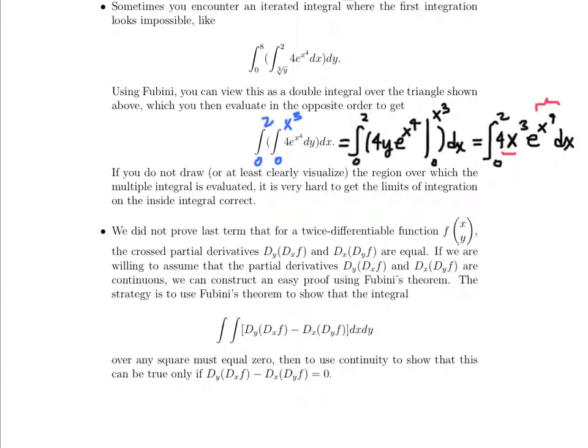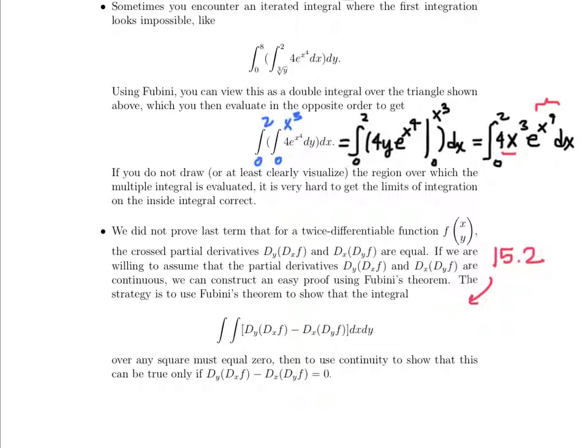Last but not least in this particular bullet, we didn't actually prove last term that for a twice differentiable function, the mixed partials, or what you get when you take the partial with respect to y and then with respect to x of a function versus what you get when you take the partial with respect to x and then with respect to y of a function, are equal. And as long as we're willing to assume that the partial derivatives are continuous, we can construct a really easy proof of the fact that mixed partials are equal using Fubini's theorem. And this is going to be your proof 15.2.